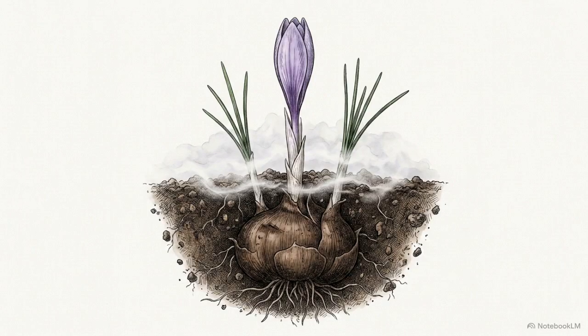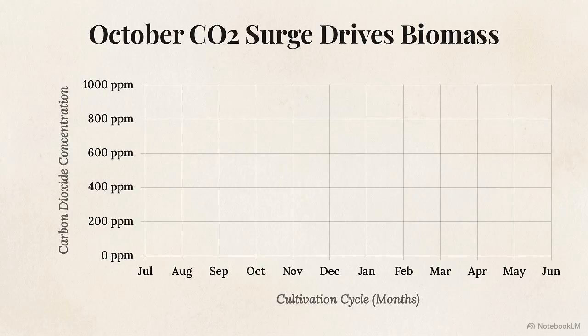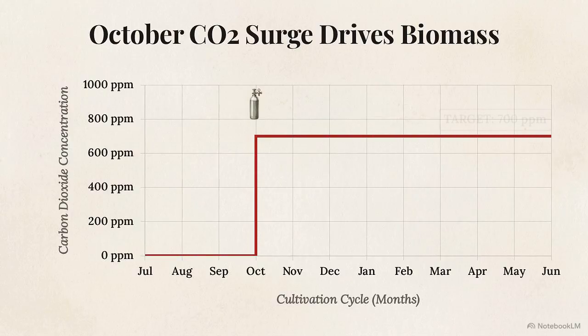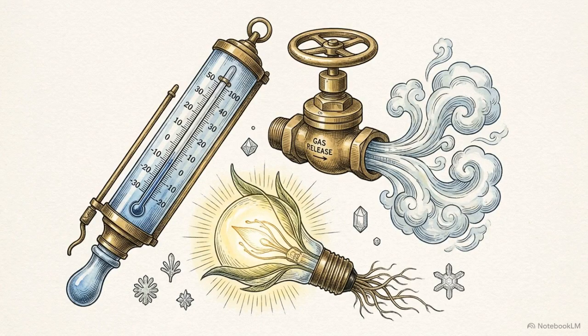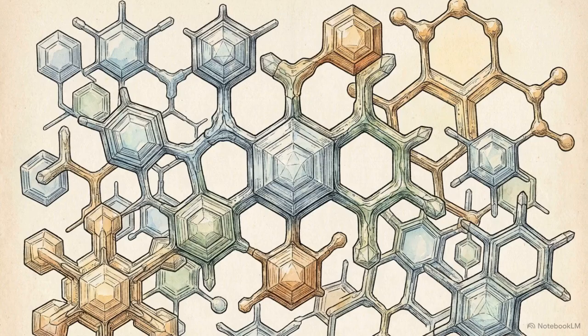CO2 emitters are activated the moment flower spikes and the first true leaves emerge. The CO2 concentration is increased to 700 parts per million to maximize floral biomass during this critical window. This convergence, the 13-degree shock, binary CO2 activation, and monochromatic light, drives the biochemical pathways for Safranal and Picrocrocin accumulation.